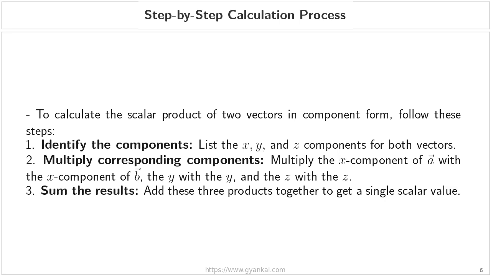Finally, sum the results. Take those 3 individual products you just calculated and add them all together. This final addition will give you a single, real number, which is your scalar value. As we will see in the next slide, this exact process is what we use to solve real-world physics problems, such as calculating the work done by a force.